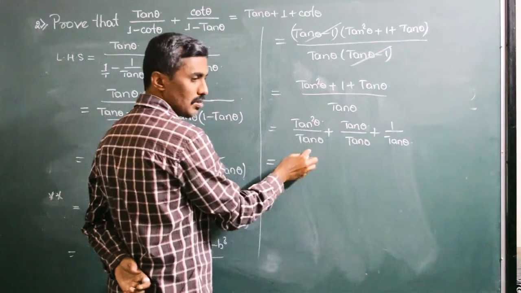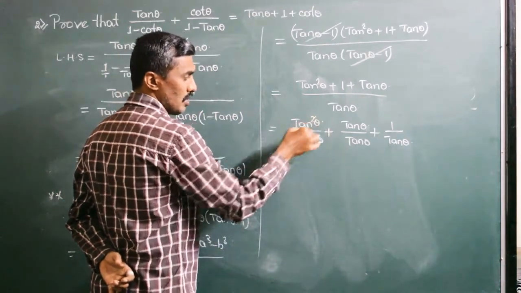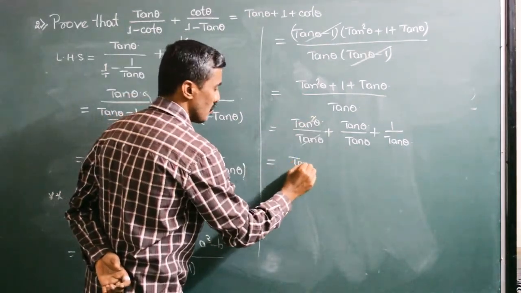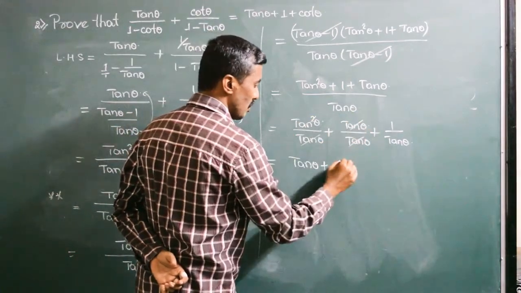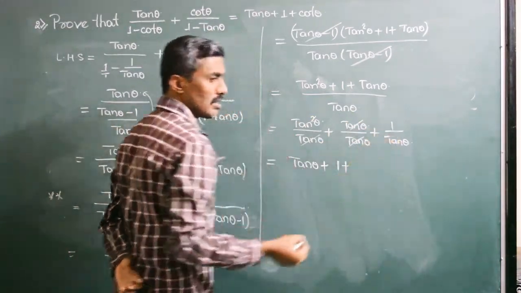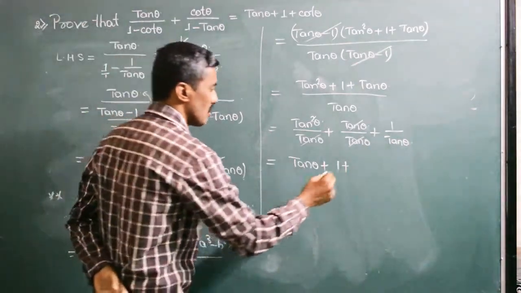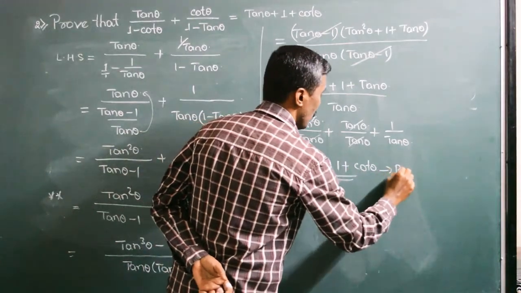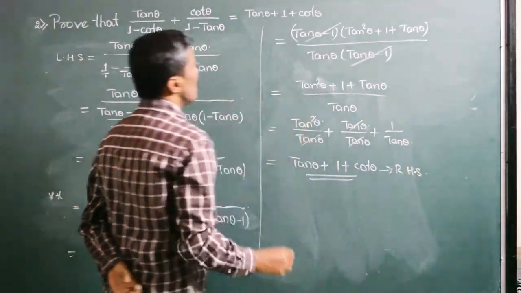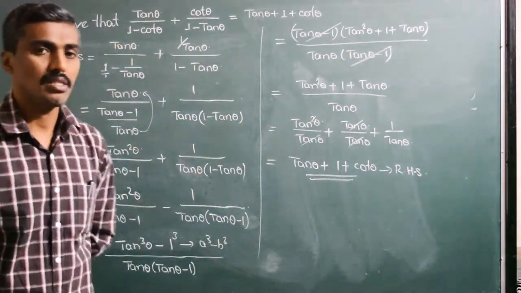So here 2 times, here 1 times. If I divide it 1 time, then what is left out? Tan theta is left out. 1 times tan theta plus tan theta by tan theta. So 1 by 1, that is 1 divided by 1 by tan theta. What is the reciprocal of tan theta? That is cot theta. So this is our required RHS: tan theta plus 1 plus cot theta.